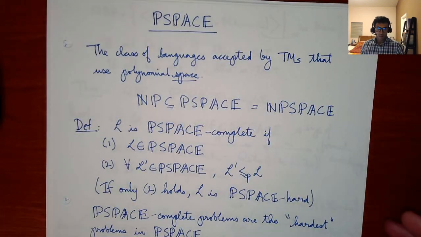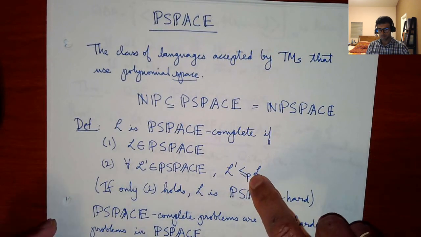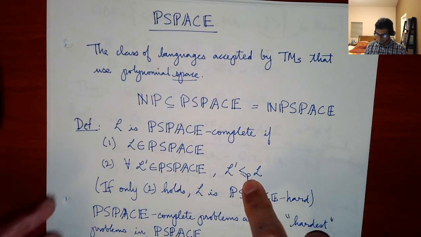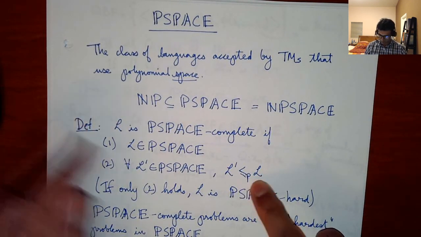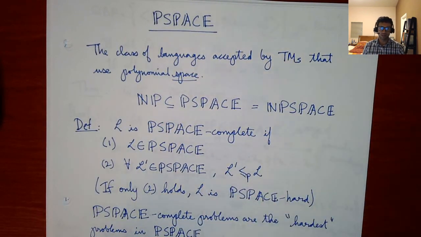So as we discussed, the notion of completeness for space classes, or for any class, all depends on what you put over there. Right here we have defined PSPACE completeness with respect to polynomial time. These are the same kind of reductions one does for NP completeness. Does that make sense?